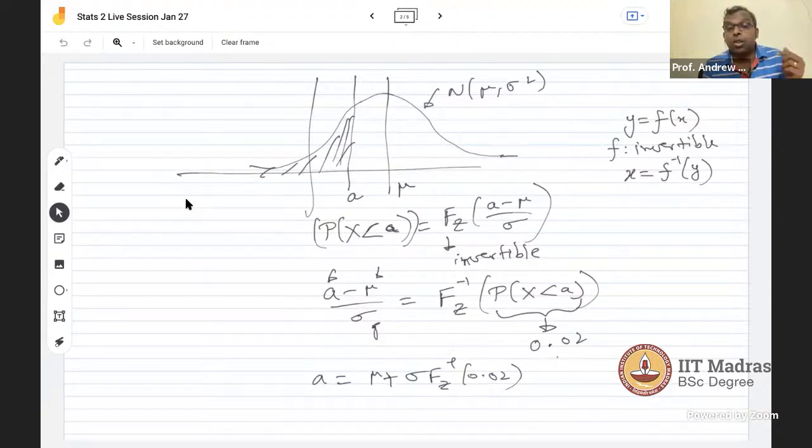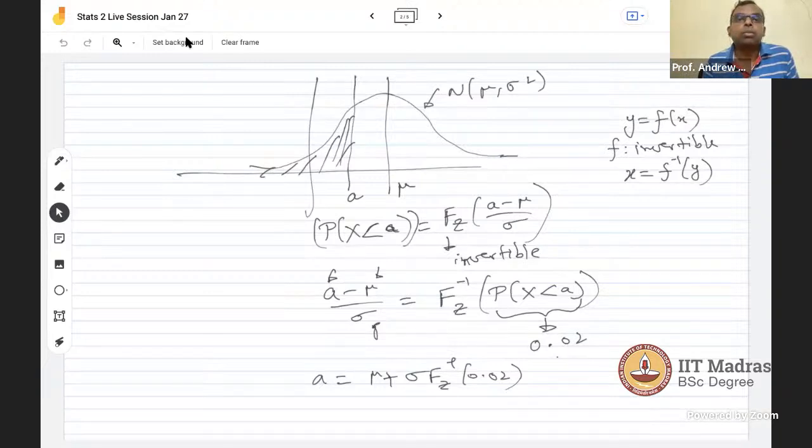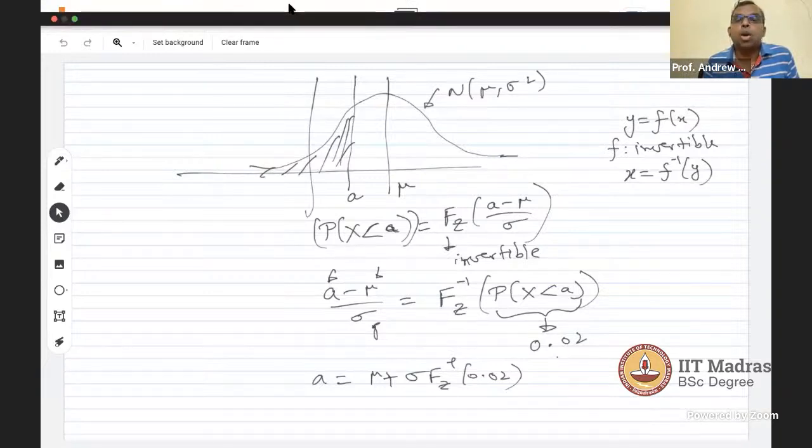Most PDFs are not invertible, but the CDF is always invertible because the CDF goes from 0 to 1 monotonically. And you might remember from your math 1 that monotonic functions with some properties are always invertible. So that's important. Good question though. Let's move on.